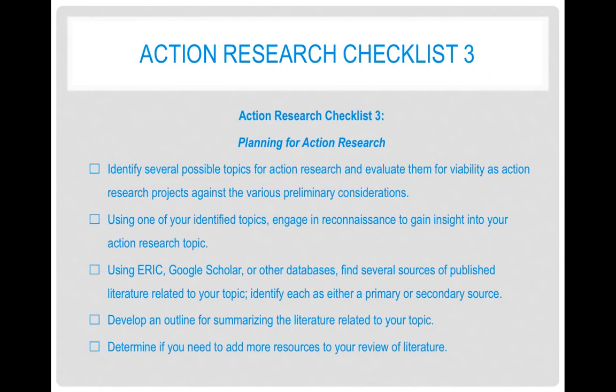So there are some checklists. For number one, of course, we need to identify the possible topics, like we have discussed last week. And then, have you engaged with reconnaissance to gain insight into your action research topic? You can use ERIC, Google Scholar or other databases in order to find several sources of published literature, and develop an outline for summarizing the literature related to your topic and determine if you need to add more resources to your review of literature.